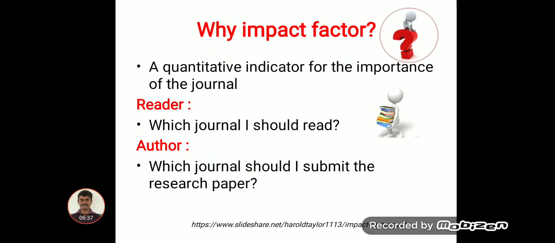And let us see why this impact factor is important. This impact factor is a quantitative indicator for the importance of the journal. It serves both the reader as well as the author. From the reader's perspective, he will use the impact factor to decide which journal he should select to read. Whereas in the case of the author, the author will be analyzing the impact factor of a journal to decide which journal he has to submit his research paper to. So it has both perspectives, reader as well as author.